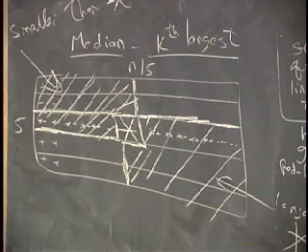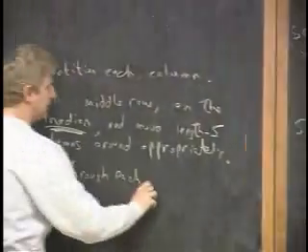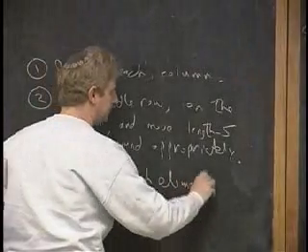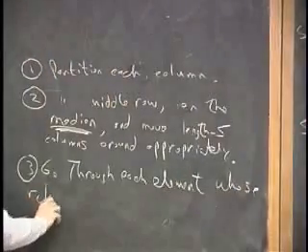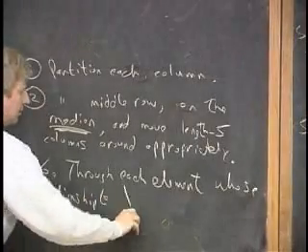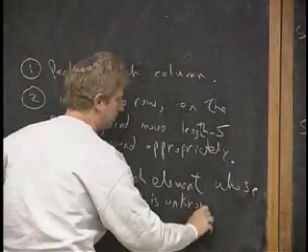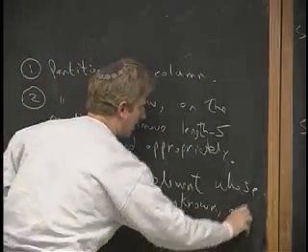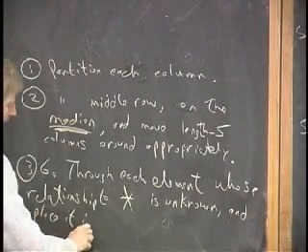So that's step 3. Go through each element whose relationship to the big median is unknown, and place it in the correct set.